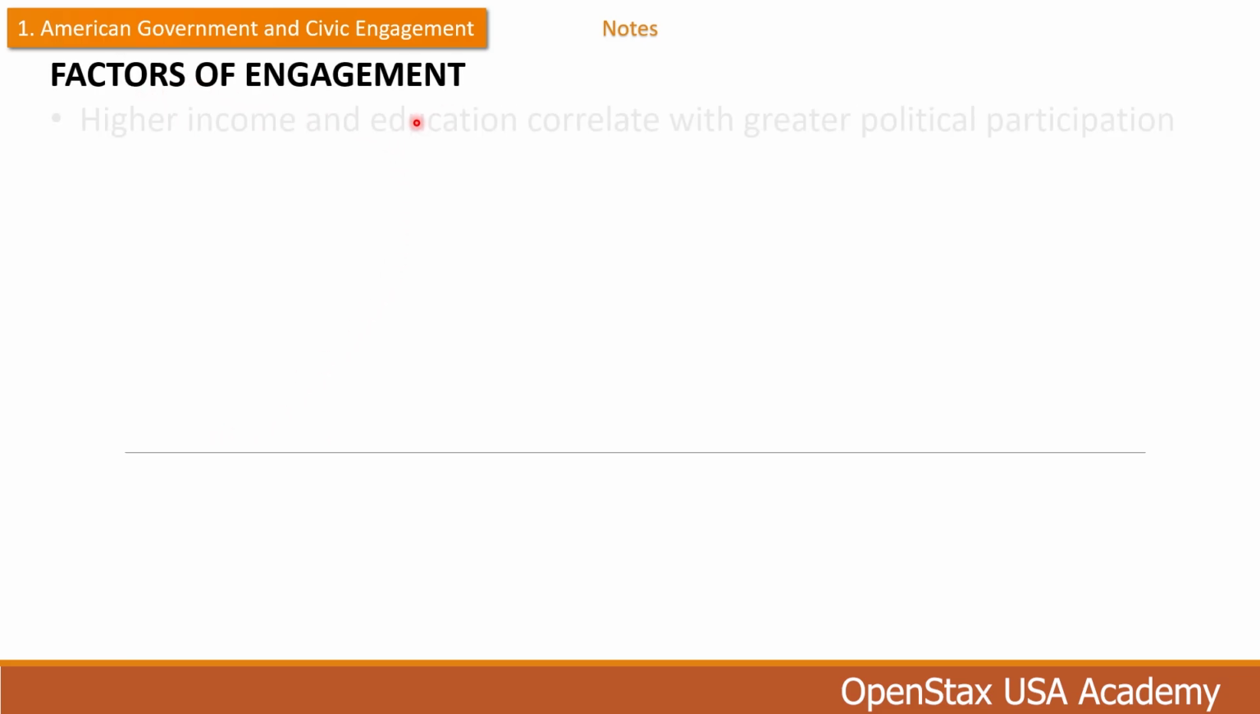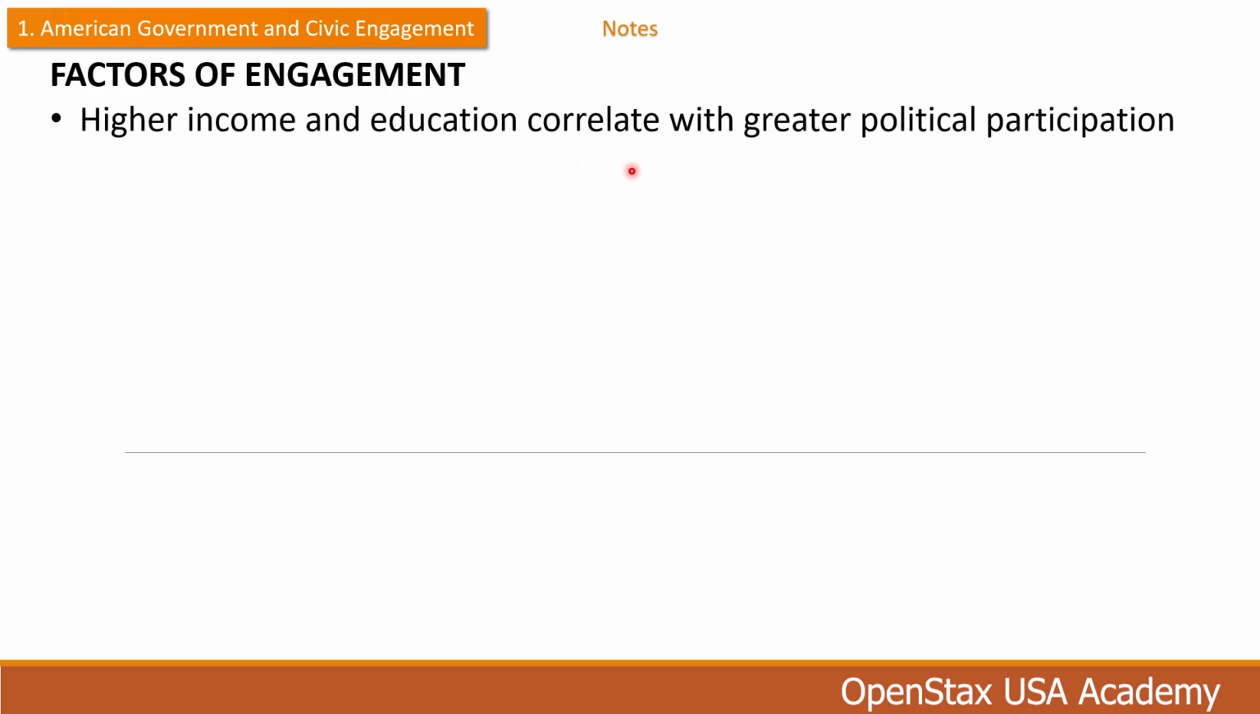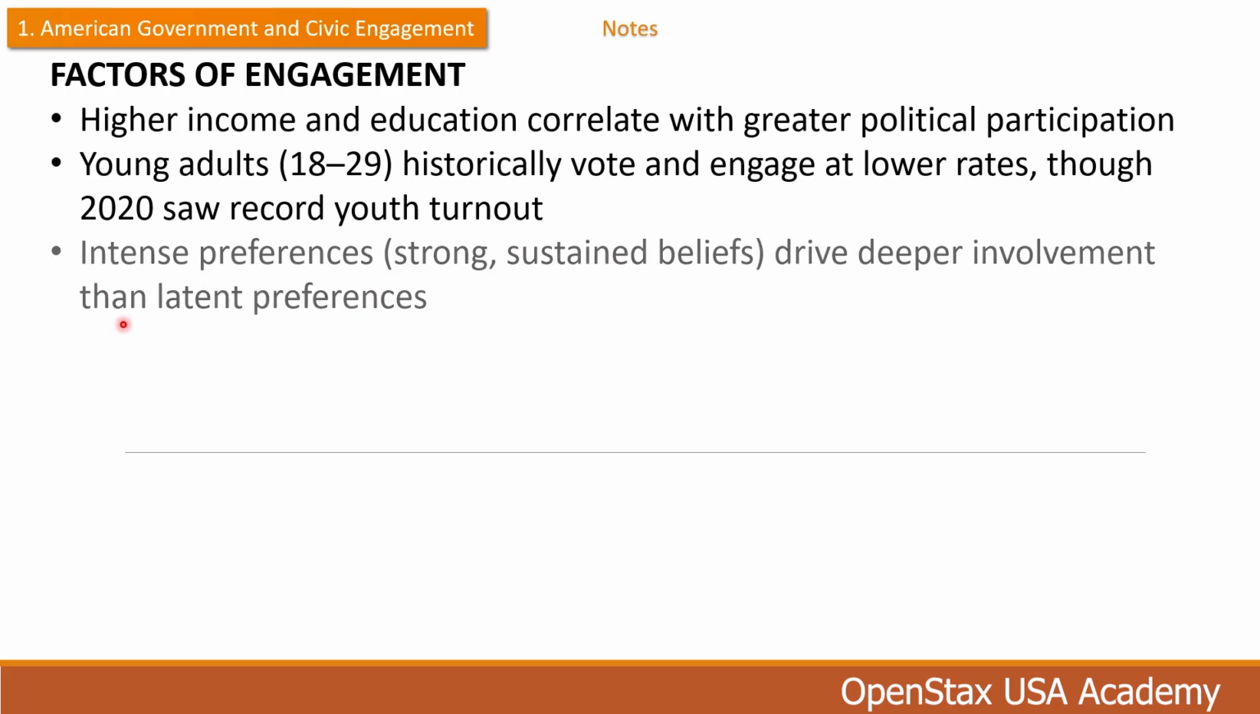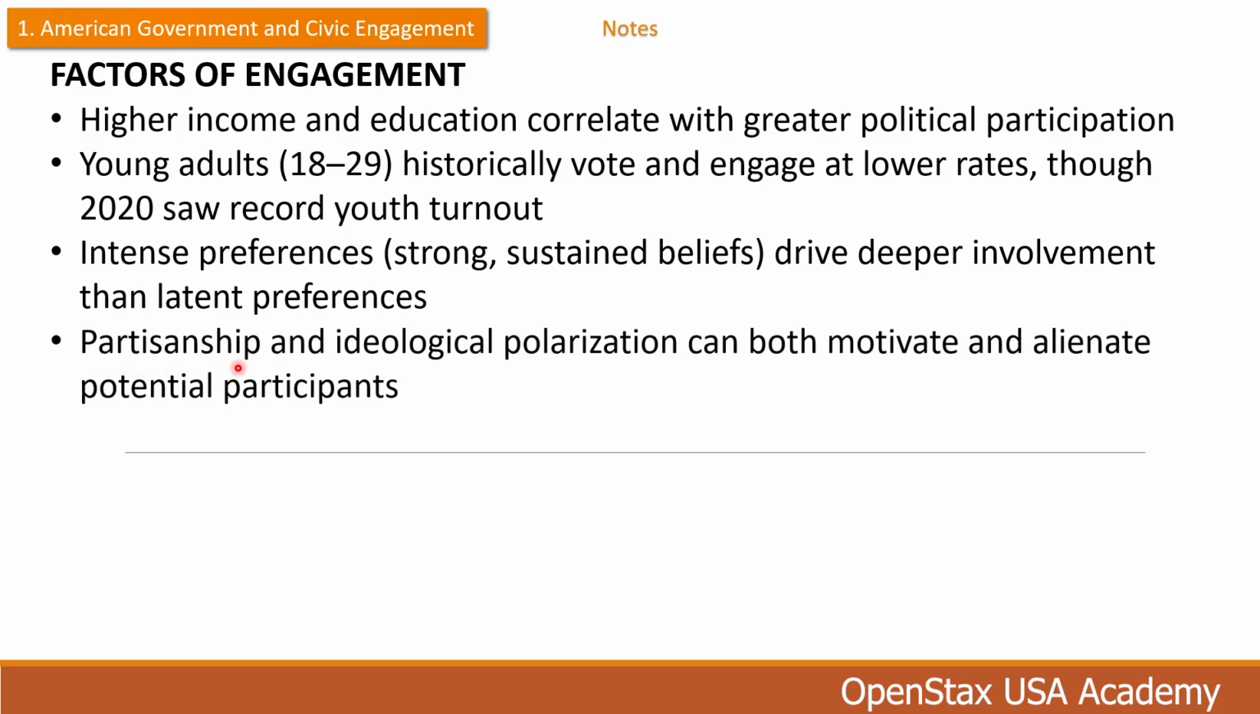Factors of engagement. Higher income and education correlate with greater political participation. Young adults 18 to 29 historically vote and engage at lower rates, though 2020 saw record youth turnout. Intense preferences: strong, sustained beliefs drive deeper involvement than latent preferences. Partisanship and ideological polarization can both motivate and alienate potential participants.